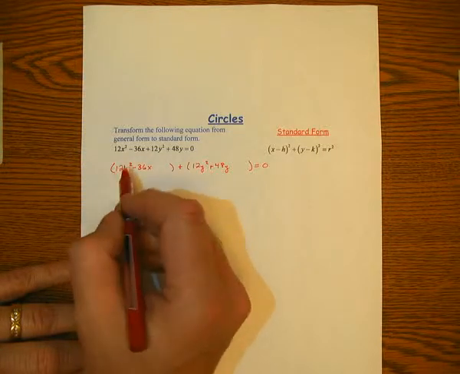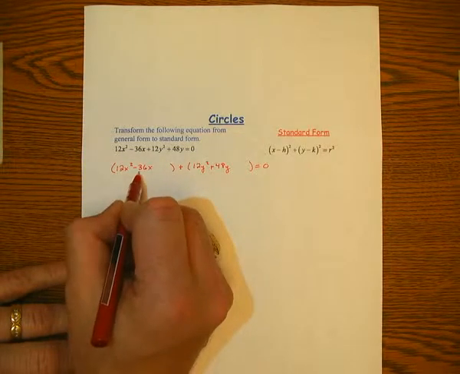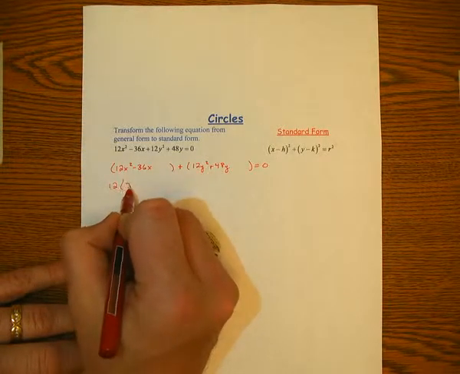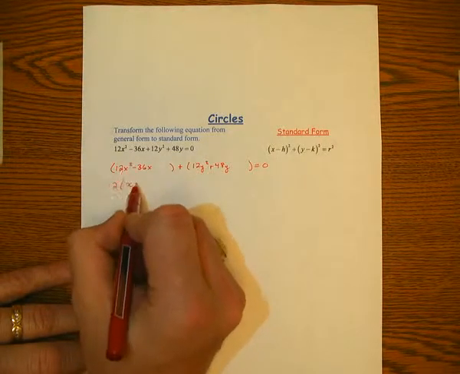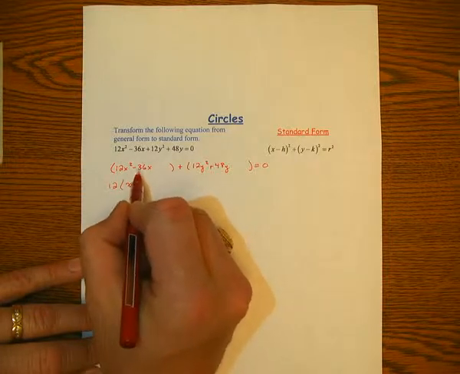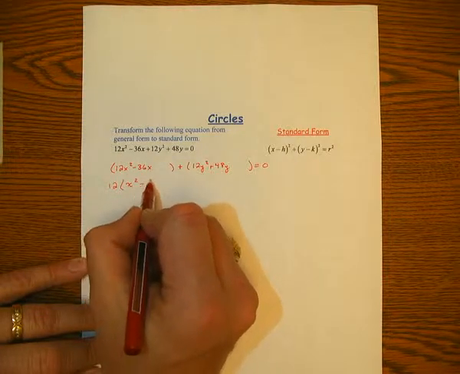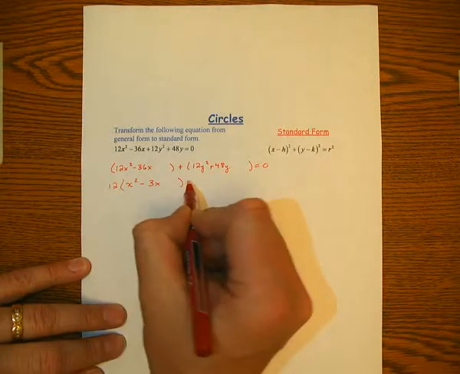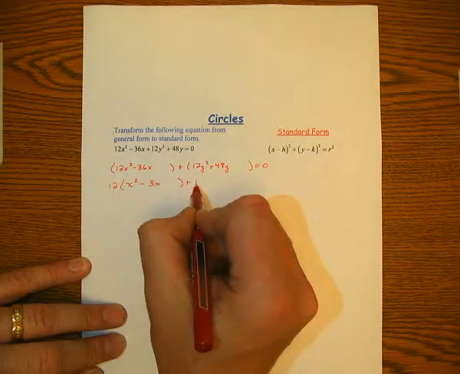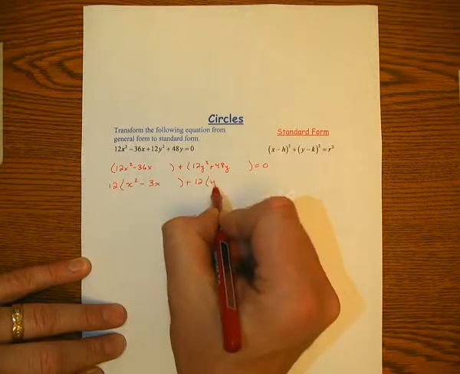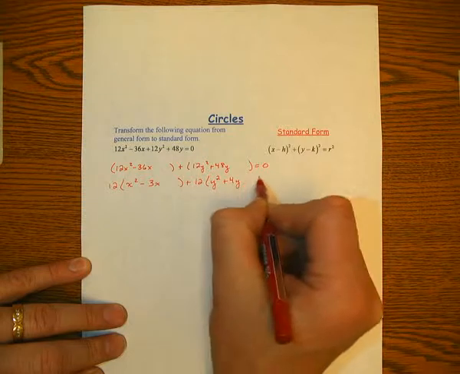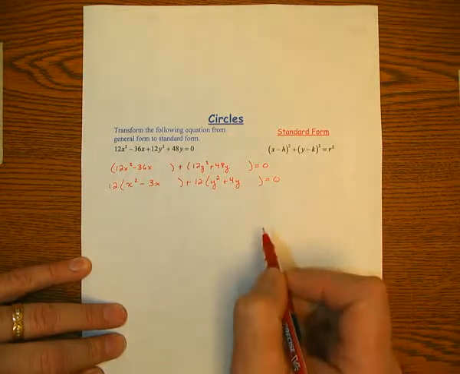So to get rid of this 12, we factor 12 out of both terms. When you factor 12 from this term, you're left with x squared. Factor 12 from this term, you're left with minus 3x. We have to do the same thing over here. Factor out the 12, leaves you with y squared plus 4y equals 0.